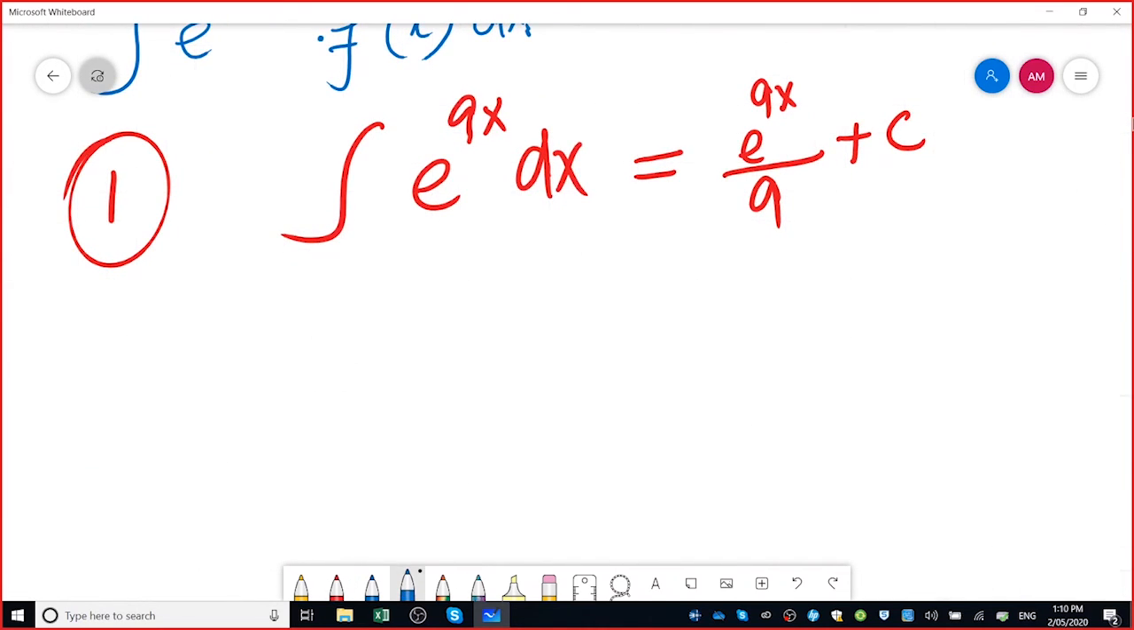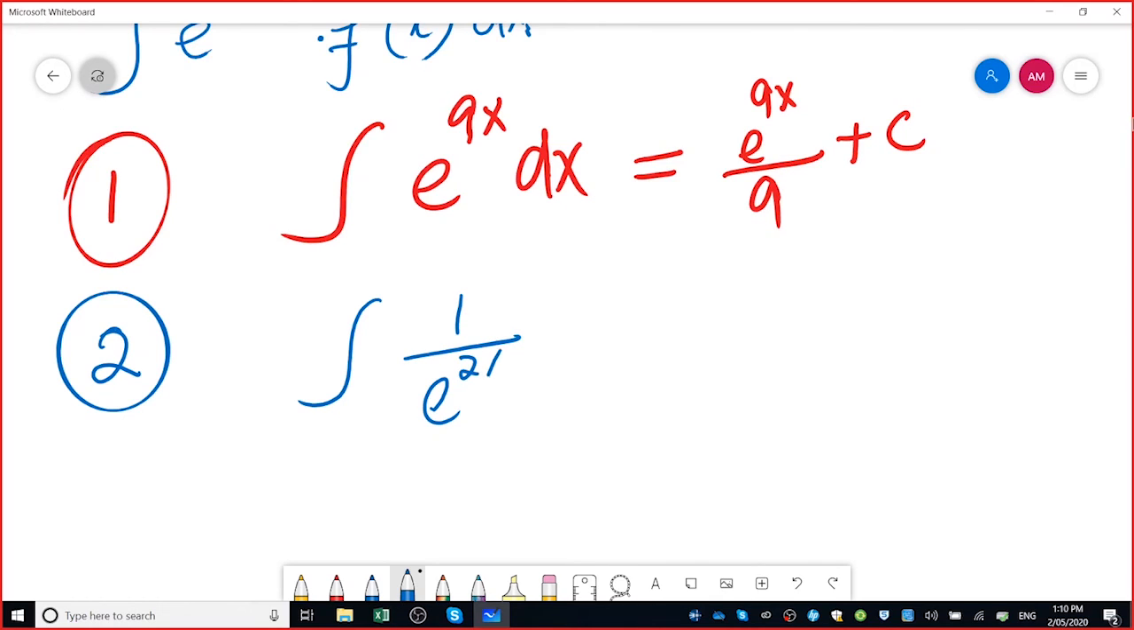And let's look at another question. Let's make it a little more difficult one. Can you let me know what this is? Let me write it. 1 over e raised to the power 2x dx.